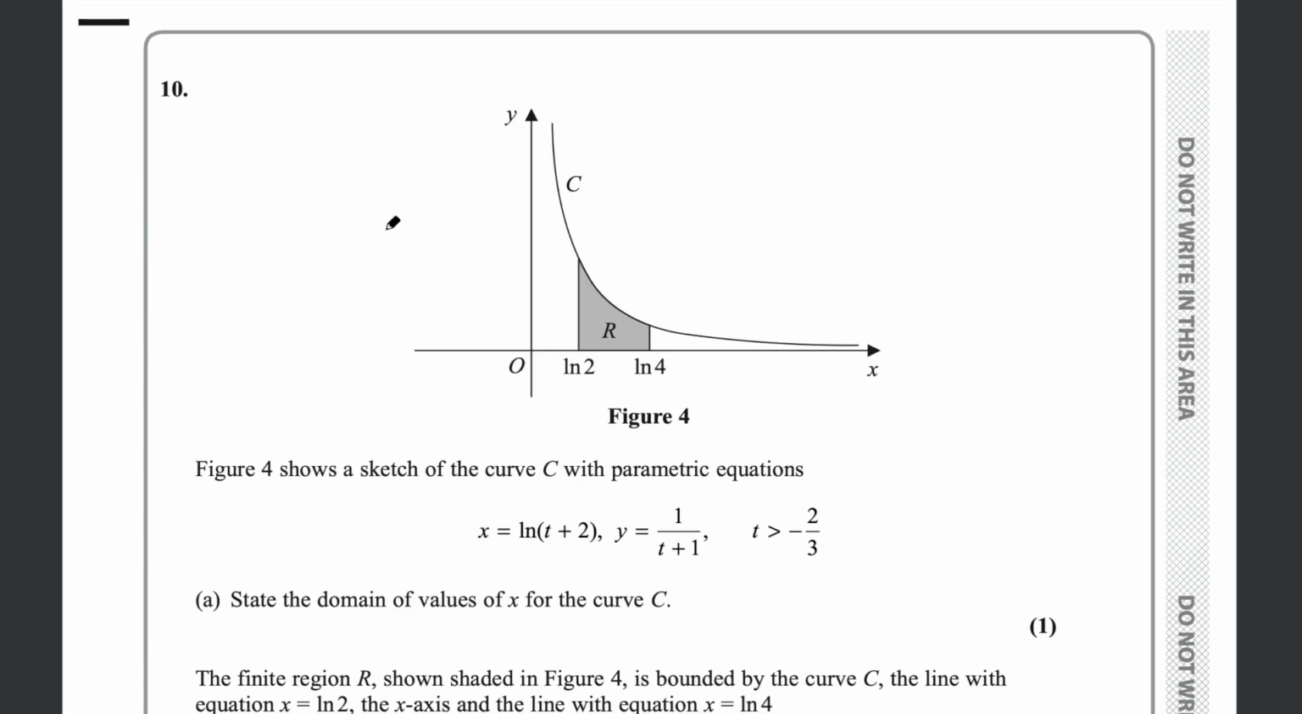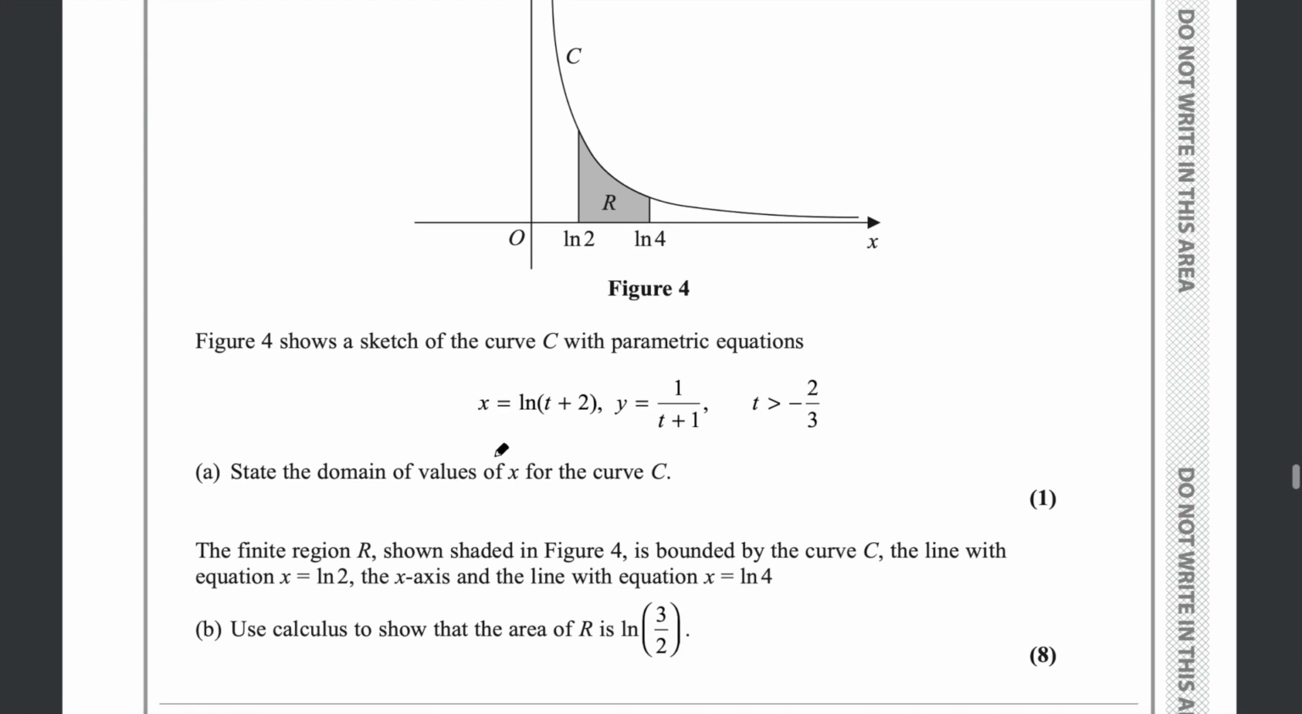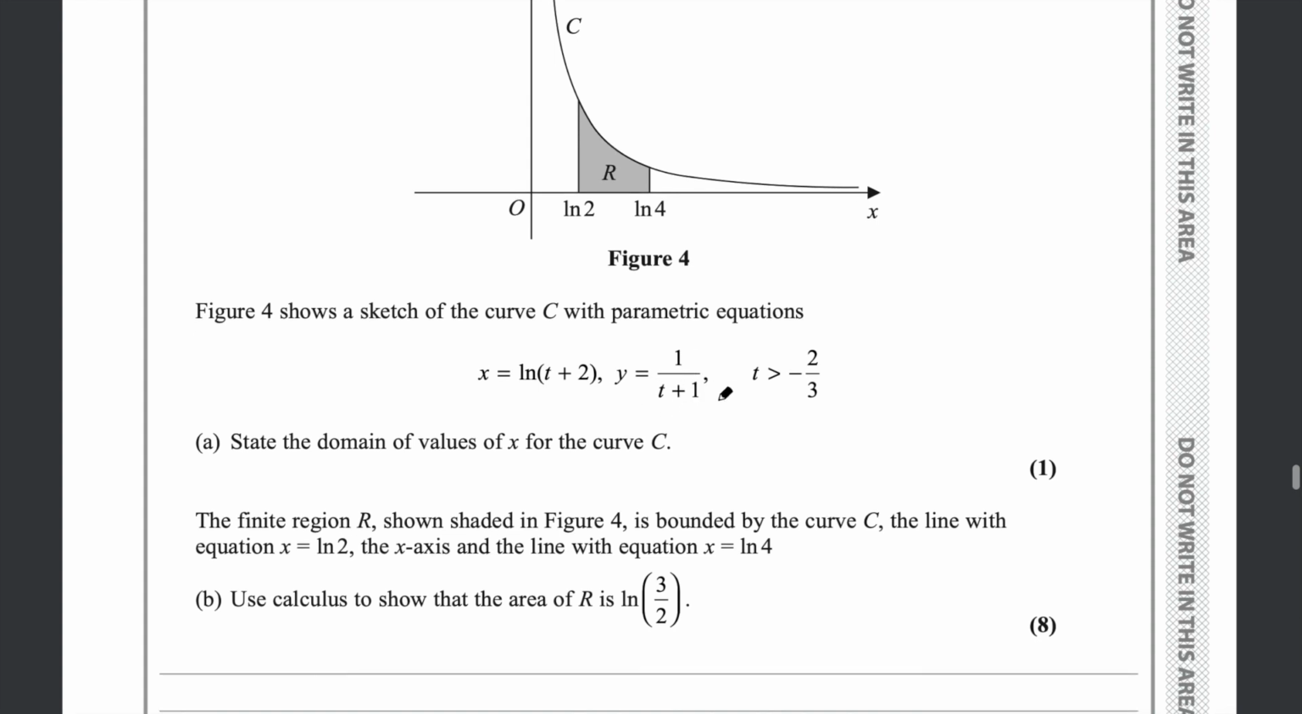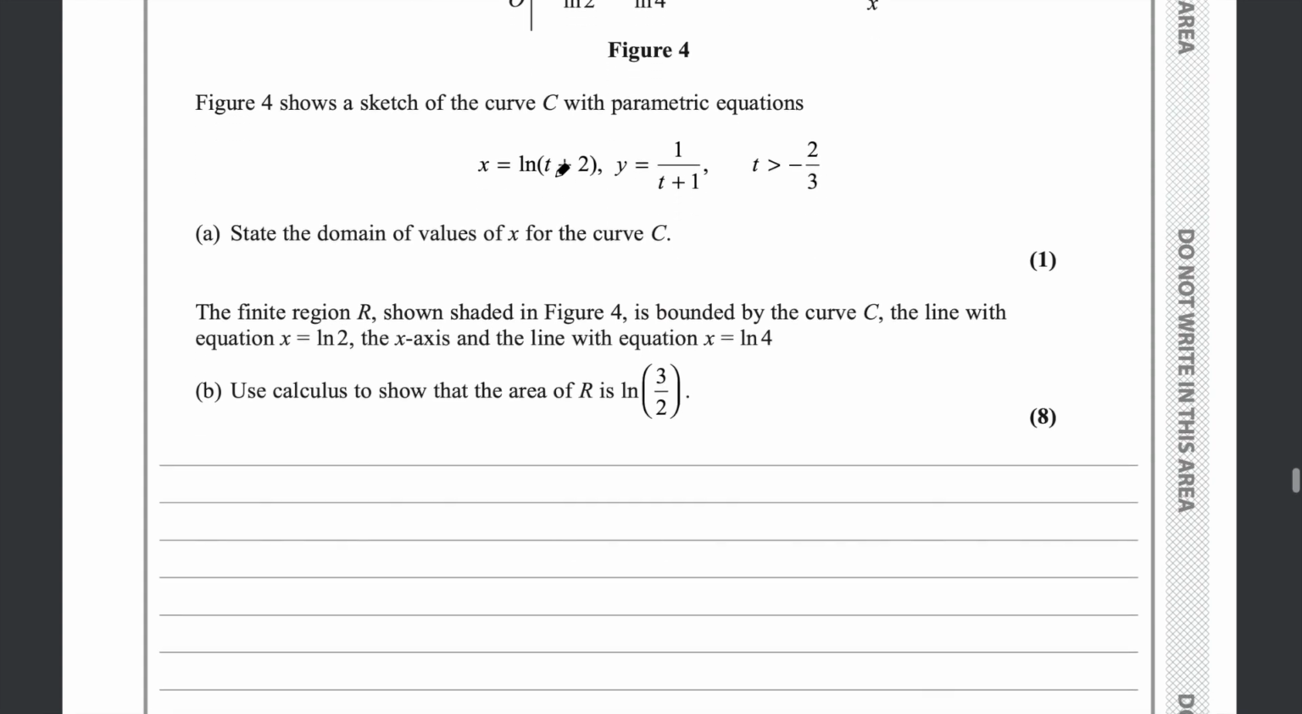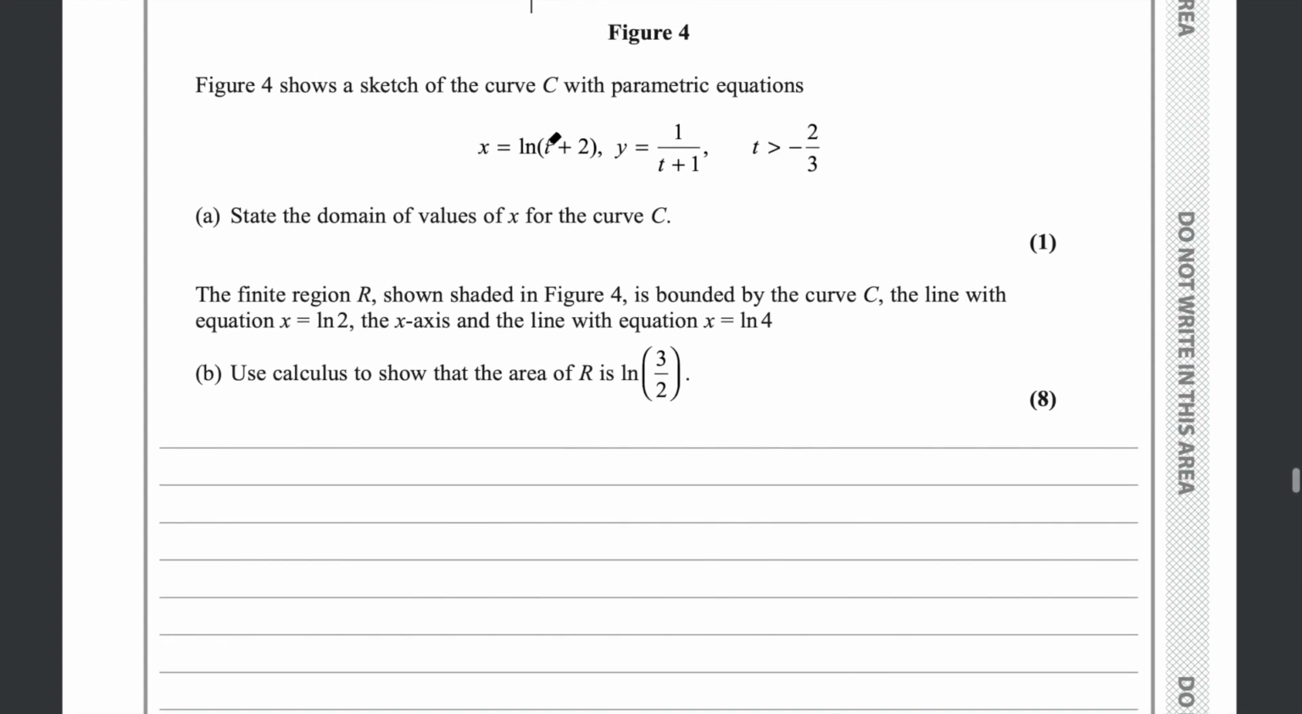Question 10 starts with a diagram, and it says figure 4 shows a sketch of the curve C with parametric equations x equal to the log of t plus 2 and y equals 1 on t plus 1, where t is greater than negative 2 on 3. Part A says state the domain of the values of x for the curve C. So the values of x will have a certain range because they've given us a range for t. So if t is greater than -2 on 3, if we substitute that in here, we'll have the domain of x.